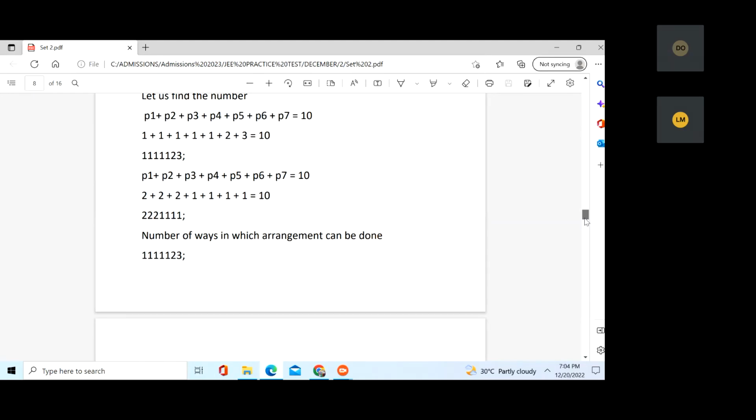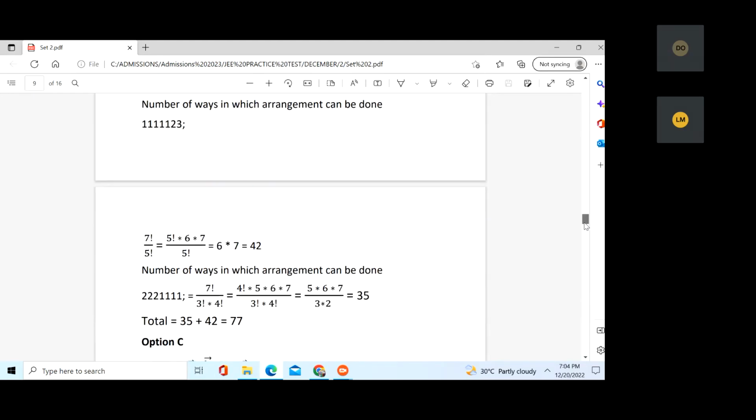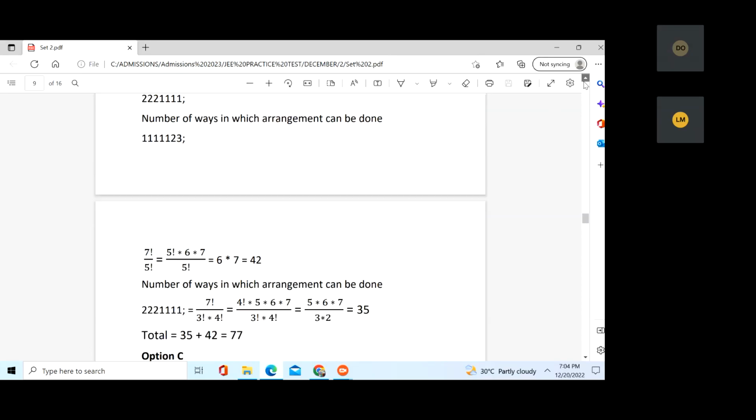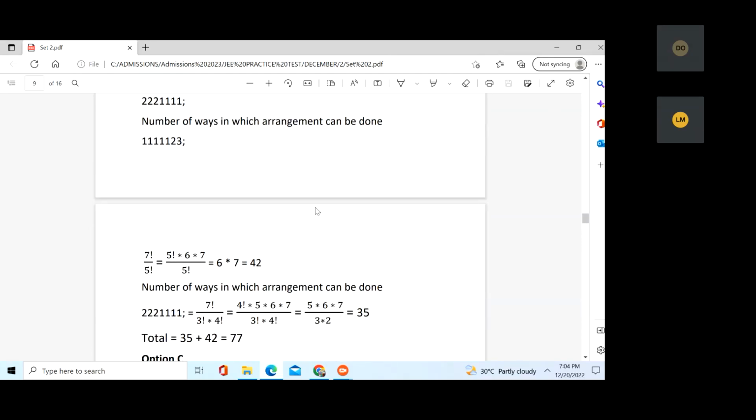So I hope in this question you have received the 7-digit numbers. Now we need to find the 7-digit numbers using the combination 1 to 3 and the sum as 10. Now you need to find the number of ways in which you can arrange it. So we have the first option as this. How are we going to arrange it? It will be 7 factorial divided by 5 factorial, since you have given 5 ones. So this 5 factorial and 5 factorial will get cancelled. So you have 42 here.